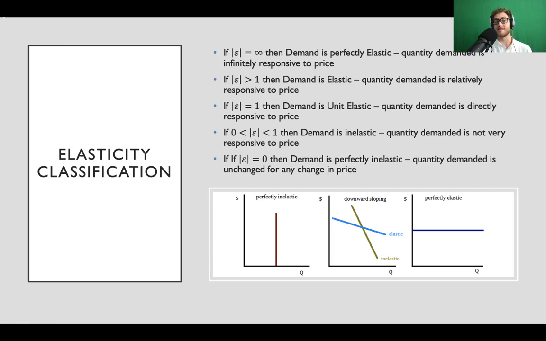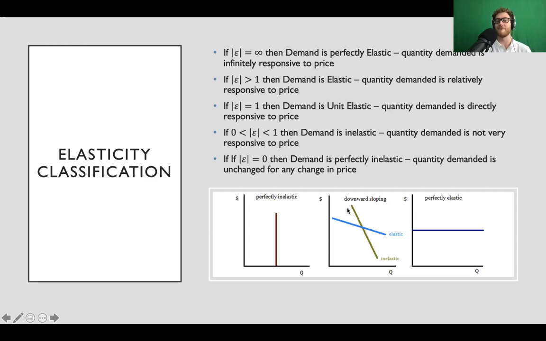If the absolute value of elasticity is more than 1, then as we said before, your demand is elastic. The quantity demanded is relatively responsive to price. Over here, we have an example of that. If your elasticity is equal to 1, then demand is unit elastic. The quantity demanded is directly responsive to price, a 1-to-1 change from price to quantity demanded.